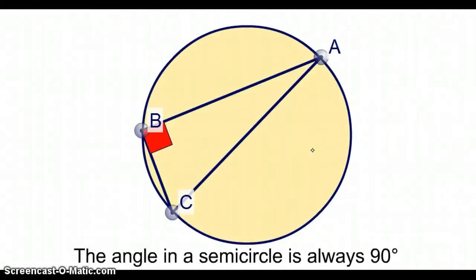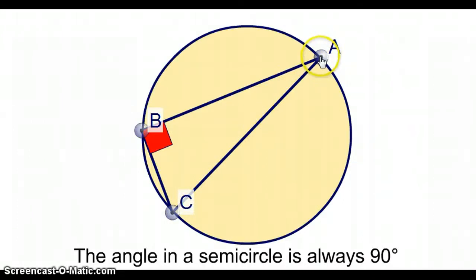Okay, I'm going to go through with you 6 of the most common circle theorems that are likely to come up in your GCSE exam. Okay, first one we're going to look at here is an angle in a semicircle is always 90 degrees. What you have to be careful of is the fact that you need a diameter for this theorem to work.